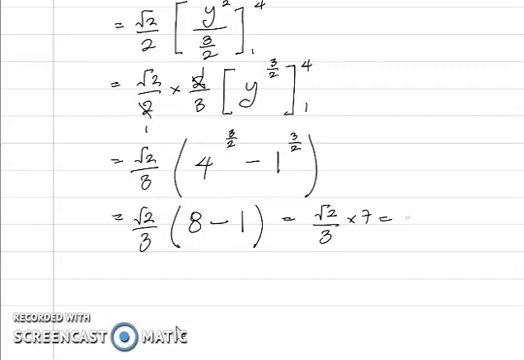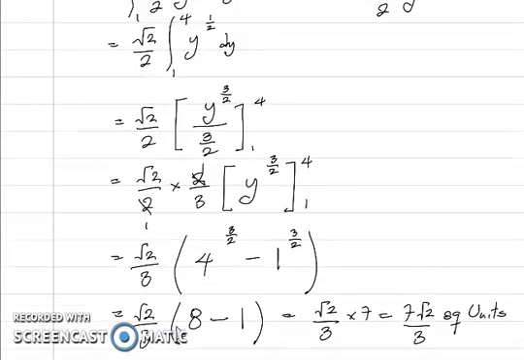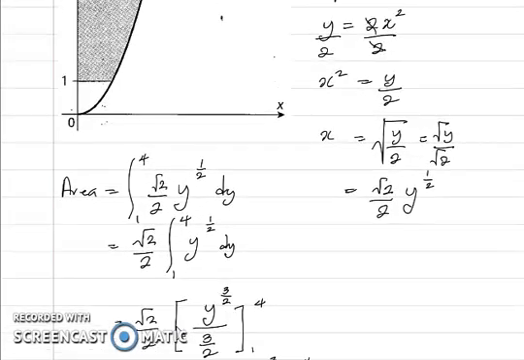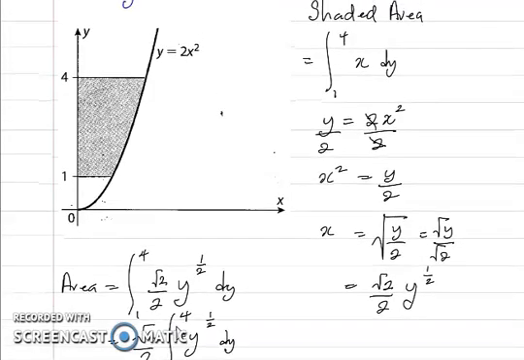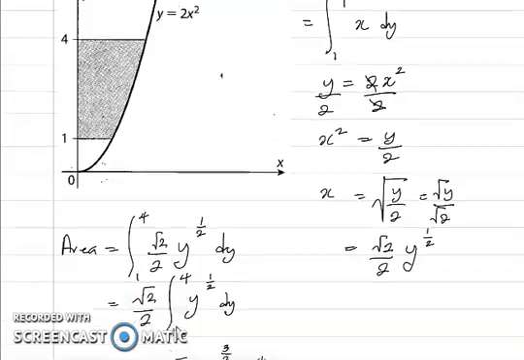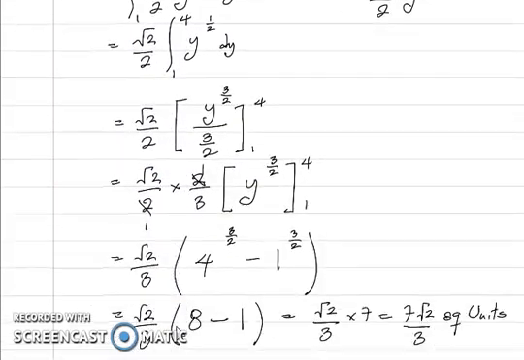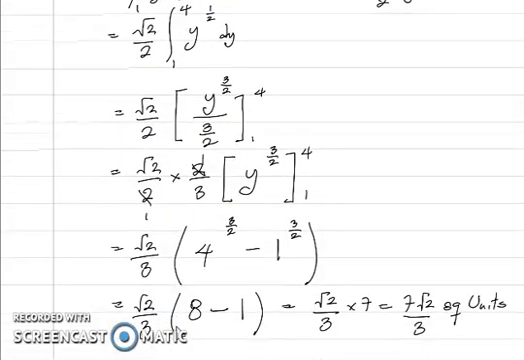So my final answer is 7 root 2 over 3 square units. And so the area bounded by the y-axis in this scenario, bounded by the y-axis, the curve y is equal to 2x squared, the lines y is equal to 1 and y is equal to 4. That shaded area there will work out to be 7 root 2 over 3 square units.